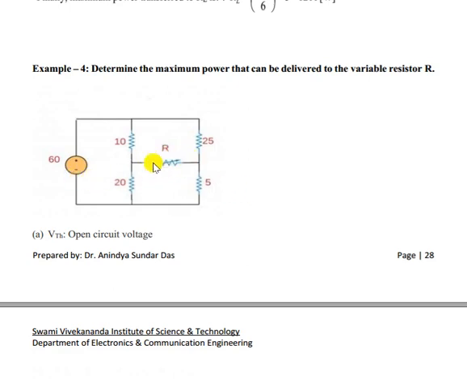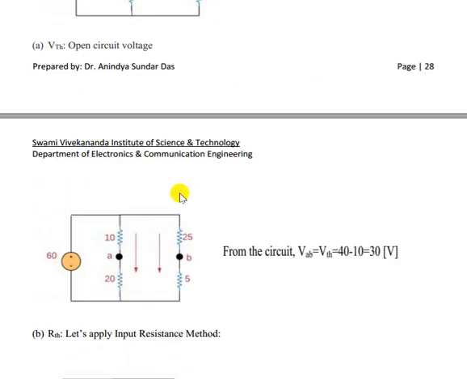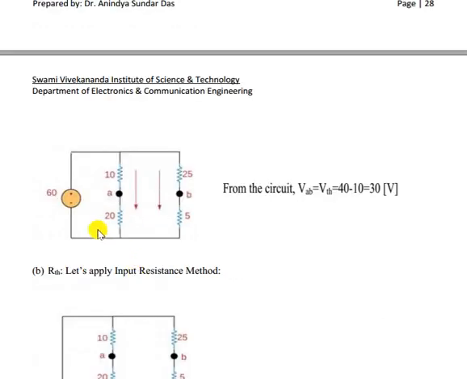Here is the load resistance, so you have to remove that, and now we have to find VTH, that is the voltage across points A and B, VAB. Now what is the voltage at point A with respect to ground? That means the voltage drop across the 20 ohm. So we can apply the voltage divider rule. 60 divided into 10 and 20 ohm resistors. So 60 into 20 divided by the total resistance 30, that will be 40 volt.